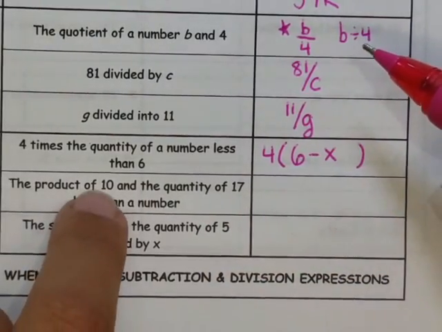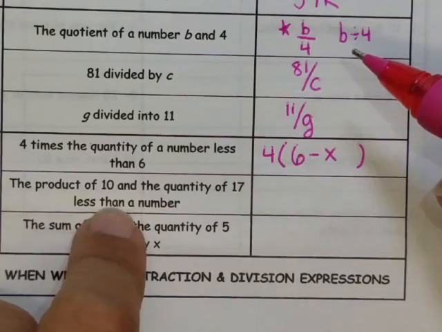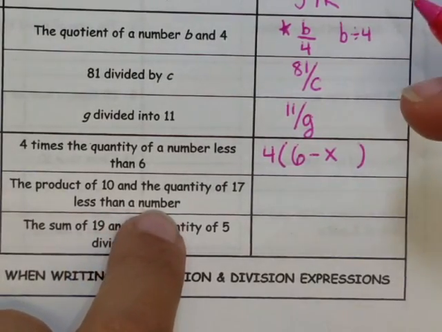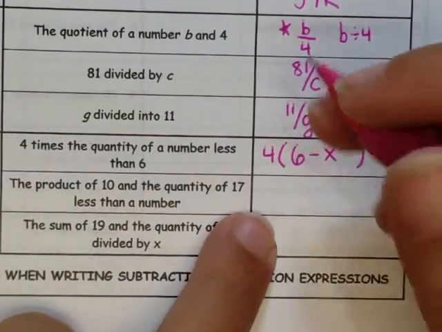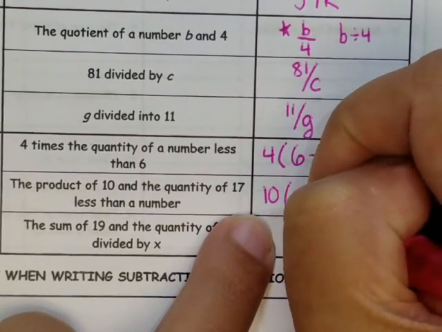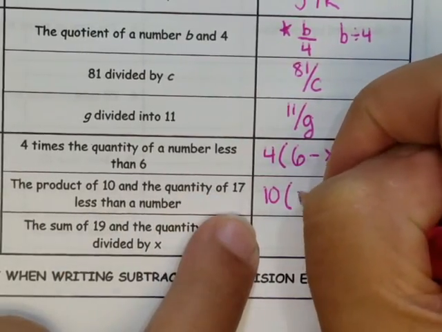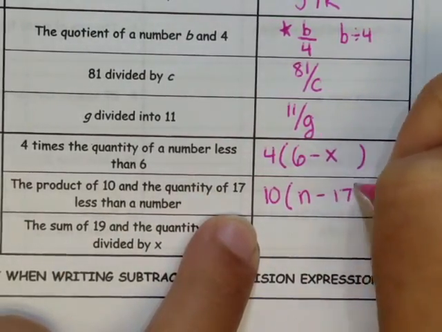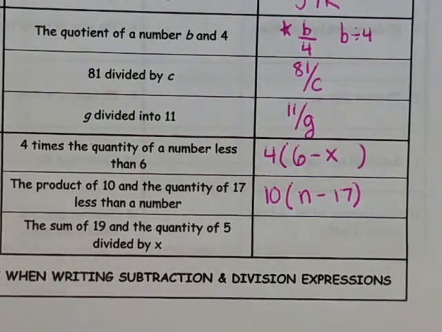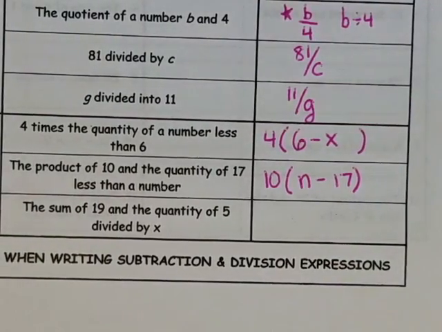Next, the product of 10 and the quantity of 17 less than a number. So we're going to write it as 10, parenthesis, the quantity of 17 less than a number. And again, this is dealing with quantity, so we're dealing with grouping.